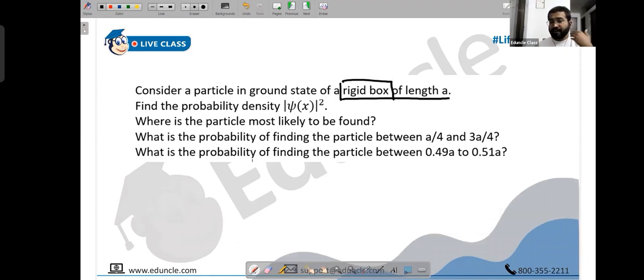That's another interesting thing. Rigid means that a particle cannot go on that side. Rigid means infinite potential. You need to realize this because rigid means you cannot enter the other region. That is basically the wave function cannot go on that side. It means infinite potential, infinite box. Good. Of length A, find the probability density. Before finding the probability density, we need the wave function.